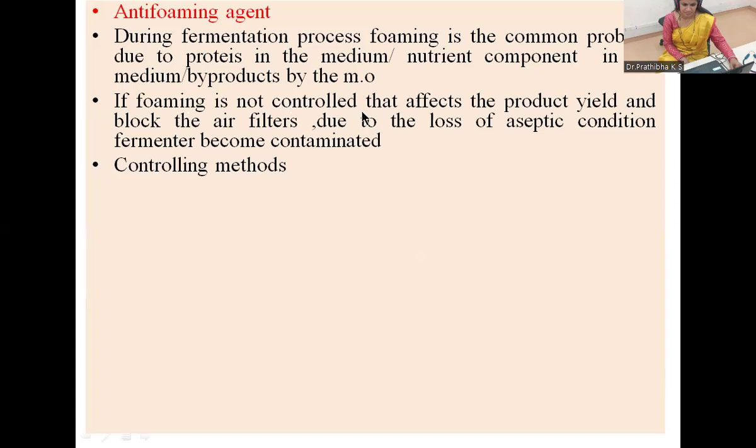If the foaming is not controlled, that affects the product yield. Who wants to lose the product? So definitely they will go for anti-foaming agents through an inlet pipe. And foam will also block the air filters, and due to the loss of aseptic condition, the fermenter becomes contaminated. For this reason, we need to add the anti-foaming agents.